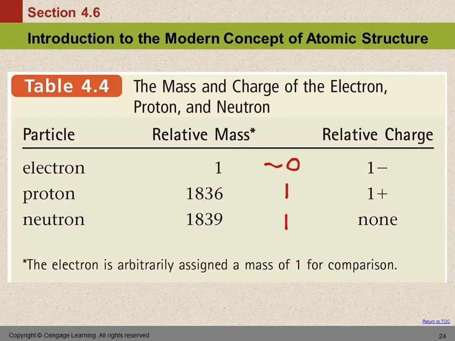Relative charges, the electron is -1, the proton is +1, the neutron has no charge. So you need to know which one's negative, which one's positive, and which one's neutral. The proton is positive. They both start with P. The neutron is neutral. Okay? So that leaves the electron to be the negative one. The electron is the little tiny one, and the proton and the neutron are large in comparison.